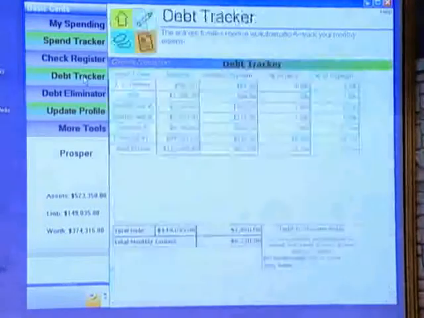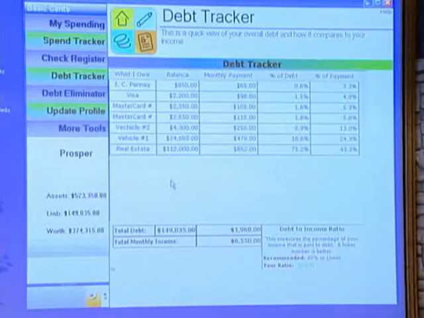The debt tracker. This tracks just the debts. JCPenney, Visa, MasterCard, and so on. Here's what it does. It tells you the balance, the monthly payment, the percentage of the debt, the interest rate, and the percent of the payment of your income. We're paying 43.3% of our income on our mortgage. That's what that tells us. Okay? Now down here, it tells us our total debt. This is how much we owe totally. Here's our monthly payments that we're making on that debt, and here's our total monthly income right here.